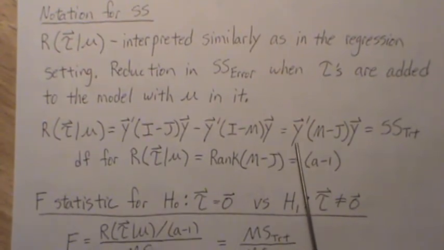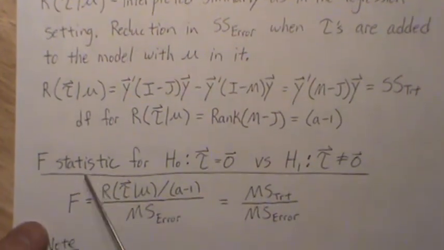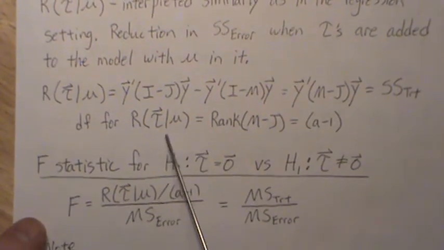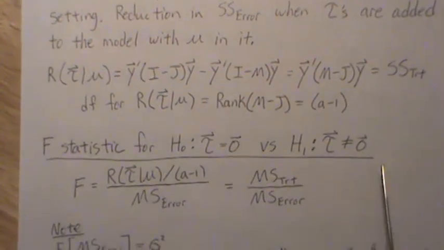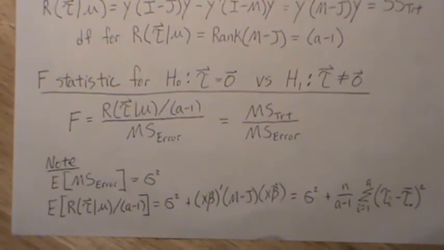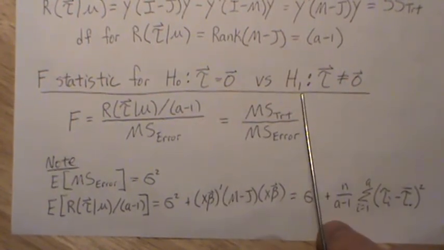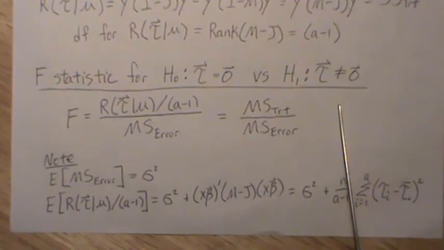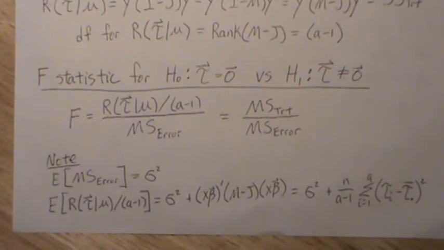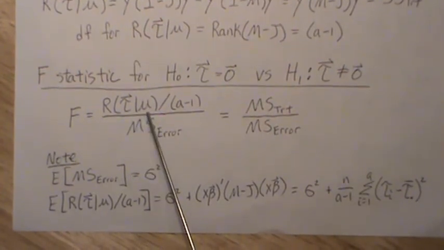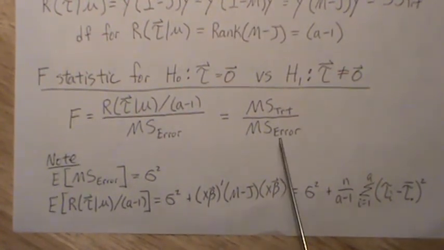And y prime (M minus J) y is the sum of squares treatment. Now the degrees of freedom associated with this sum of squares is the rank of this quadratic matrix, which is a minus 1. So the F test statistic for the null hypothesis that there is no treatment effect versus the alternative hypothesis that there is a treatment effect is this. It's the reduction in the sum of squared error when adding the taus, when the model already contains mu, divided by the mean squared error.